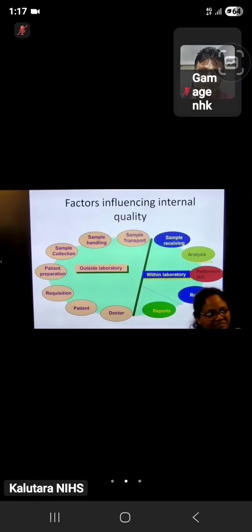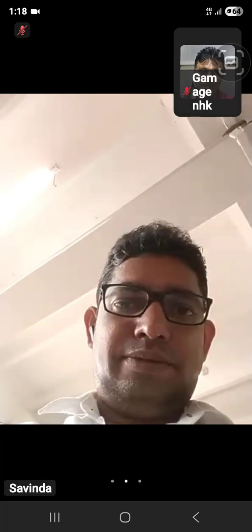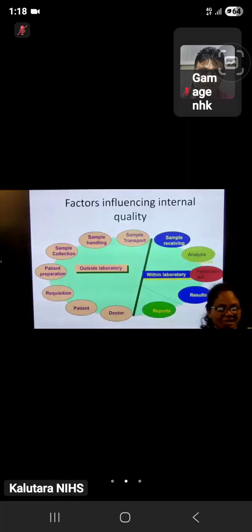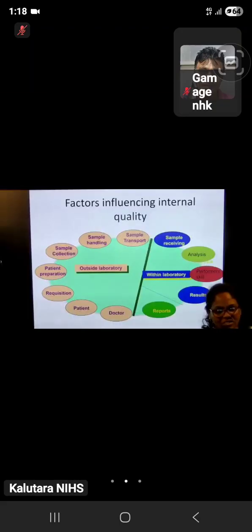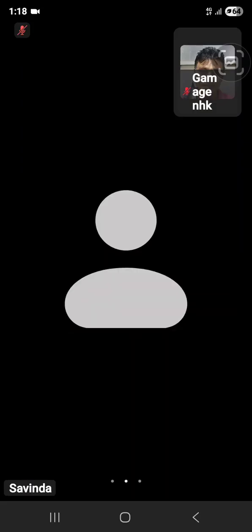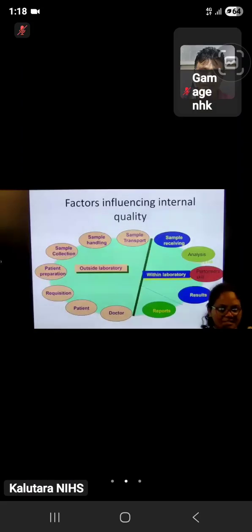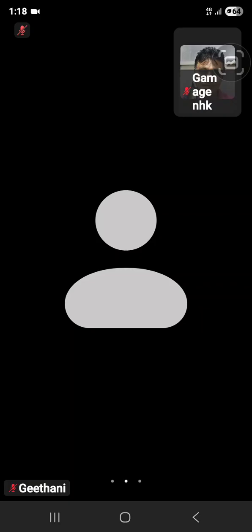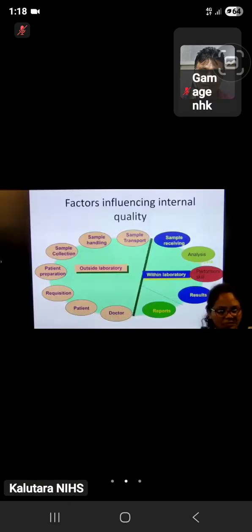What else? A lot of factors are involved in the analytical part. In addition to that, performer skill is also important. Even though you are having very good equipment, culture media and all that, if the performance skill is not up to the standard, that also affects your results, isn't it? That means there are a lot of factors influencing your final report. You are aware of that.